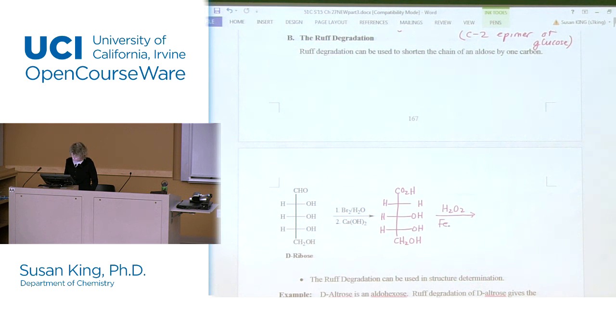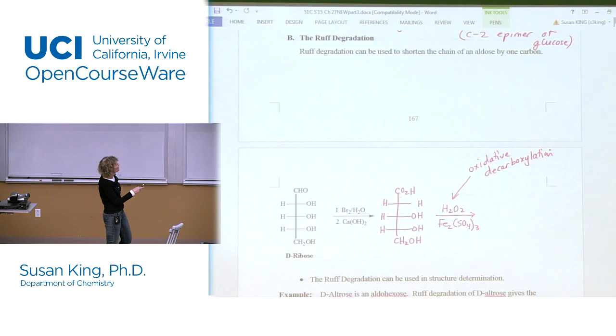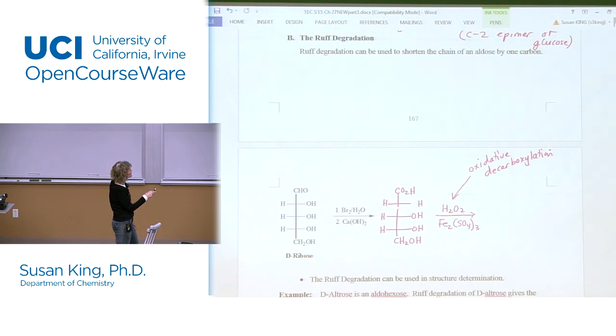And Fe2(SO4)3. So oxidative decarboxylation. And what happens is this CO2 that's on the top right here goes away. And I drew this wrong. I have to put an OH here. I think I drew it and it just erased it for me. It does that sometimes. And then this goes away, and then the top, this carbon number 2 right here, ends up becoming an aldehyde.